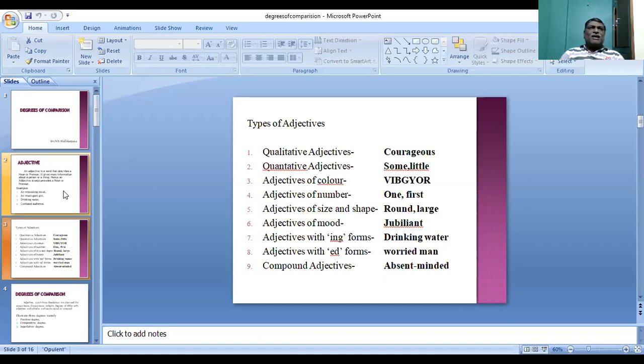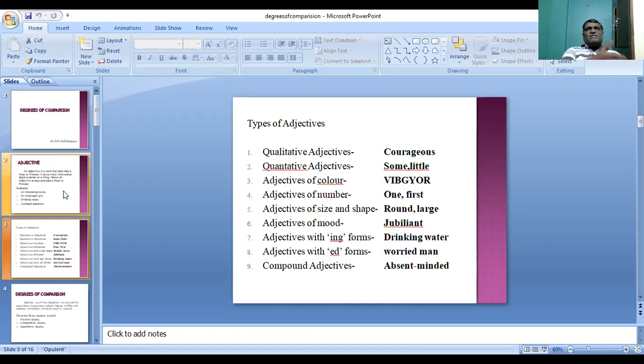Suppose you lost your bike. When you go to lodge a complaint, they will ask you what the color of your bike is. Blue, red, green, or purple. When you talk about the color, it describes. So all the colors are useful for description. And similarly, adjectives of number: all the ordinal numbers and cardinal numbers, 1, 2, 3, 4, up to 1,000 and all.